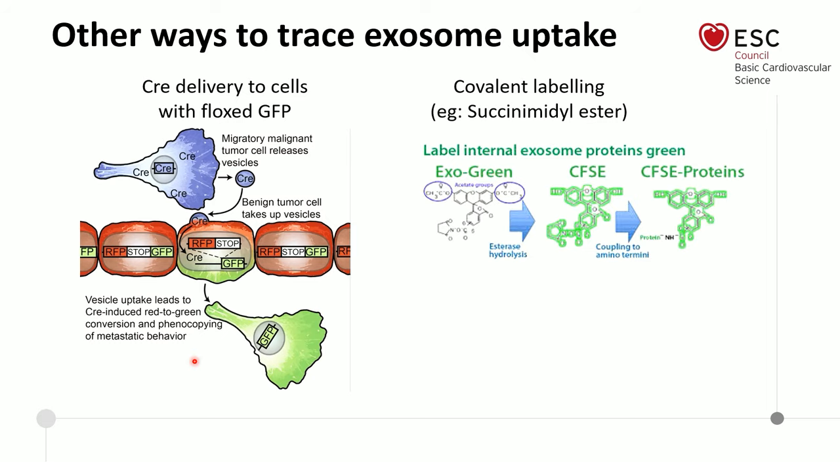Sorry, I don't have the reference. That was from a PNAS paper a few years ago. And there are other possible ways of labeling vesicles, such as the covalent labeling of a fluorescent dye. But in that case, if you're covalently labeling the membrane, you don't know what other changes you've made to surface proteins, and you don't know how you've affected the function of the exosomes.